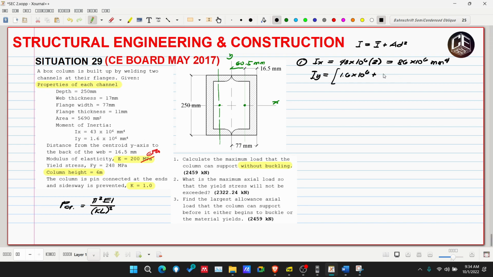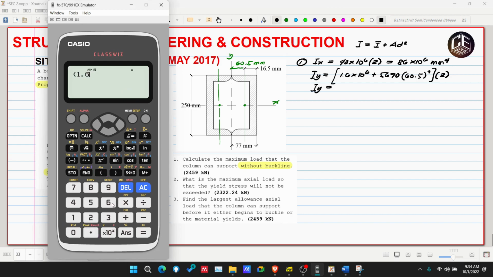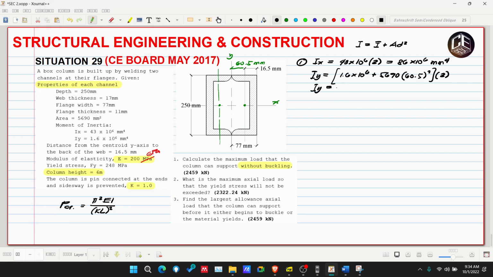So our area is 5,690. Then the distance of the centroids with respect to the y-axis is 60.5, squared, then multiplied by 2 because there are two C-channels. So this is our Iy: 1.6 times 10 raised to 6 plus 5,690 times 60.5 squared multiplied by 2. So this is 44.85 times 10 raised to 6 millimeters to the fourth.